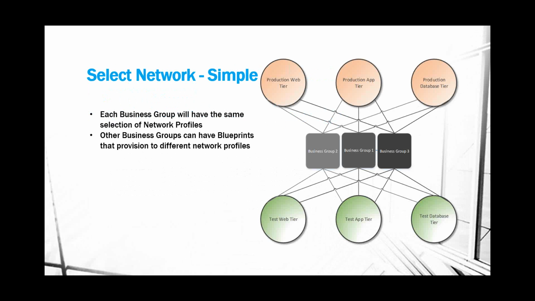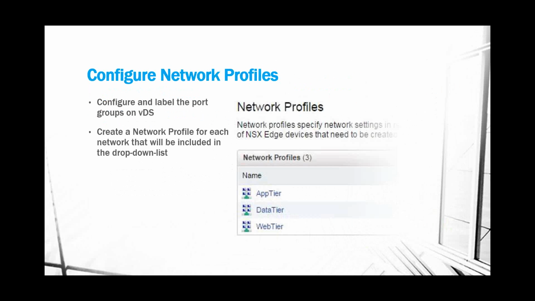So let's fix that. We're going to make sure that we've configured our network profiles. In this case, we've defined them as app tier, data tier, and web tier. Again, this is for simplicity. I'd assume in your environment you'll have a great many more network profiles, but it'll make sense how you add those later.